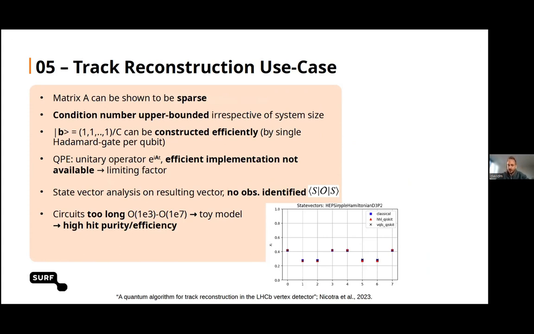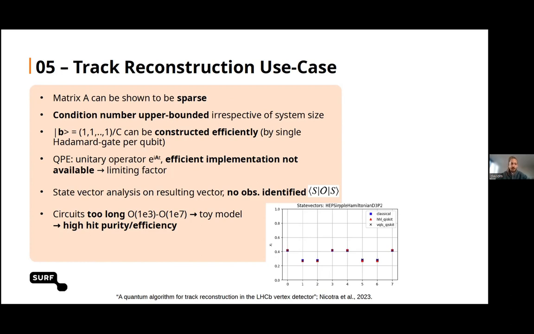that their use case fits all the constraints. So they were able to show that in their use case, the matrix is extremely sparse, which is really nice. They were able to show that the condition number is upper bounded, irrespective of system size. So that's also really good. We can do the eigenvalue inversion efficiently. Their solution vector is basically all ones and then normalized, so that can be constructed very efficiently.